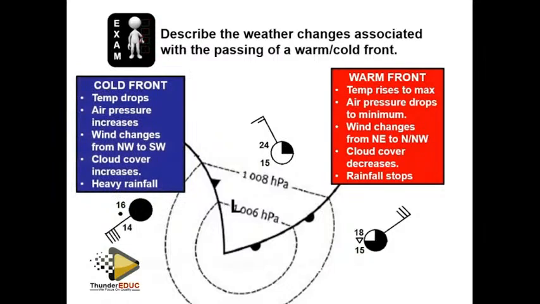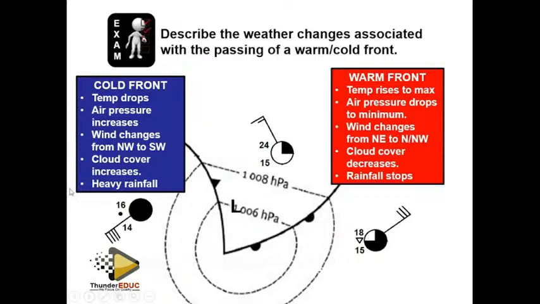Okay, look at the cold front. Here, the conditions we explained are on the warm front, this front here. So we need to explain what happens on this cold front. On this cold front, temperature drops. It's cold. It's the cold air that is approaching on this other side.